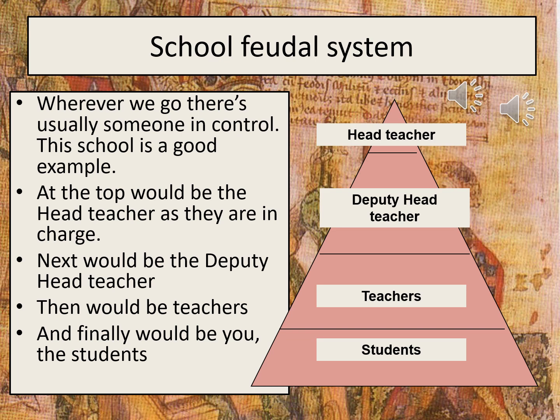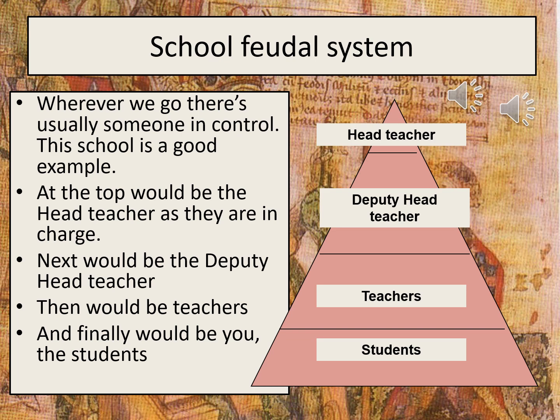Wherever we go, there's usually somebody in control. The school is a very good example of this. Let's create the school feudal system. At the top would be the head teacher, as they are in charge. They go at the top of our pyramid, as seen here. Next would be the deputy head teacher. They don't have as much power as the head teacher, but they are still very important in the school.